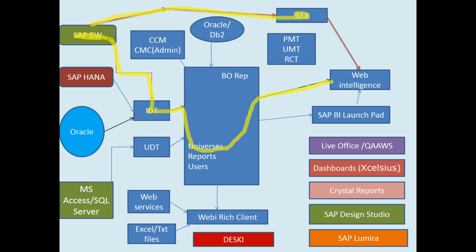if the BEX queries are already available in the BW system, we need not design a universe. You can directly access the BEX queries and develop web reports using an OLAP connection. We need to establish the connection between the BW system and the BO report system. So that's called an OLAP connection. Using the OLAP connection, we can access the BEX queries and develop the web reports. Okay, so that I'm going to cover in the regular training sessions.